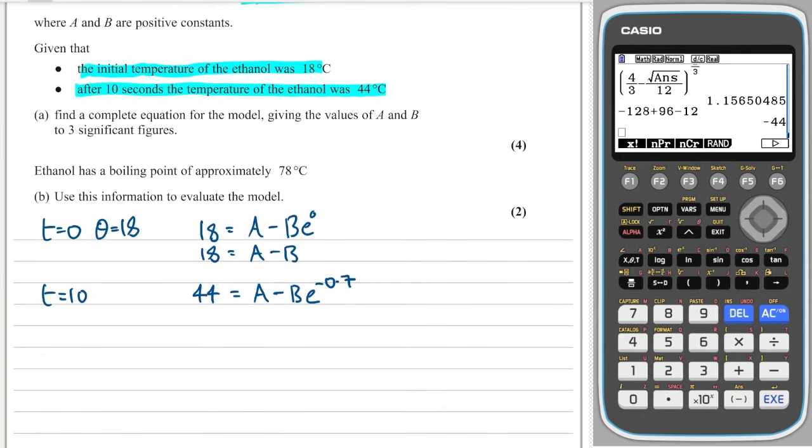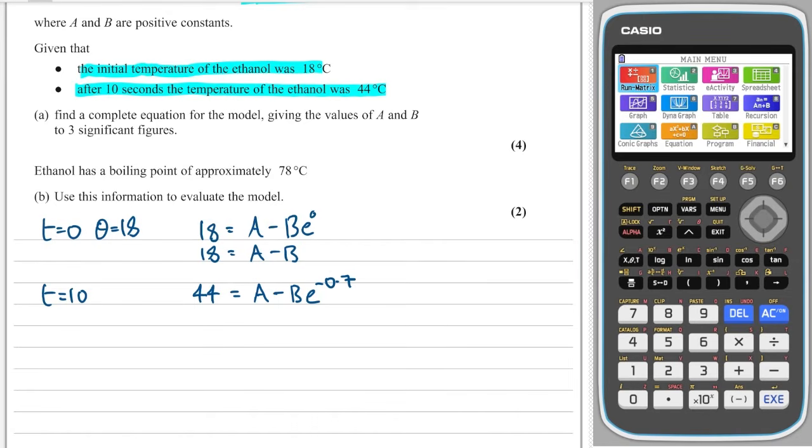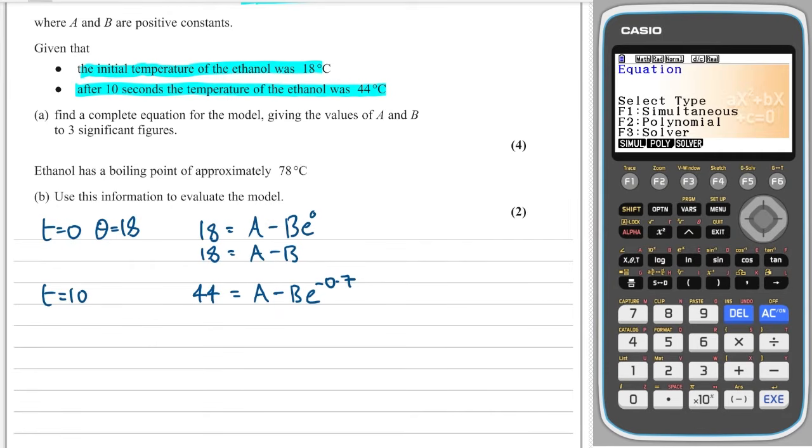Not ideal that, but nevertheless we can actually just go straight to our calculator and go to menu, equation, simultaneous, and two unknowns. We have 1a minus 1b. This is definitely the most efficient way of doing it, but I'm in it now, so we've got to carry on. And then we've got 1, and we've got minus e to the minus 0.7, and that equals 44.